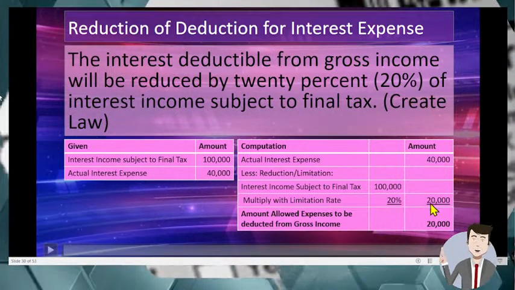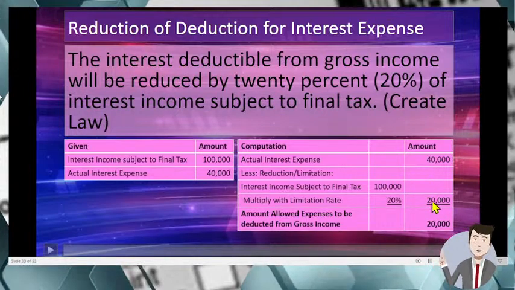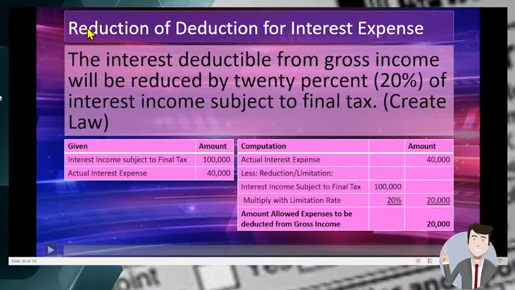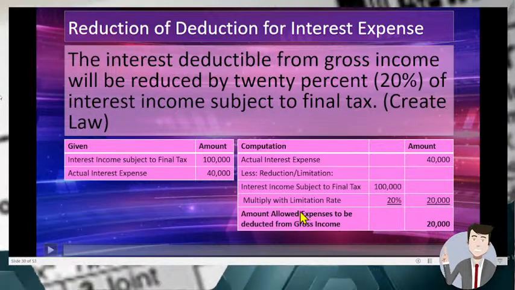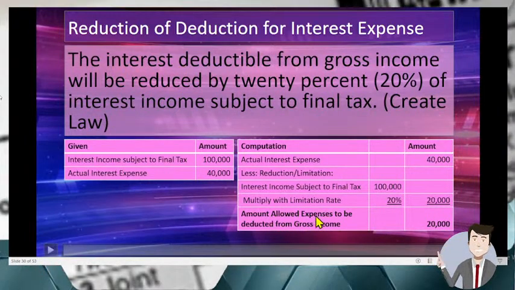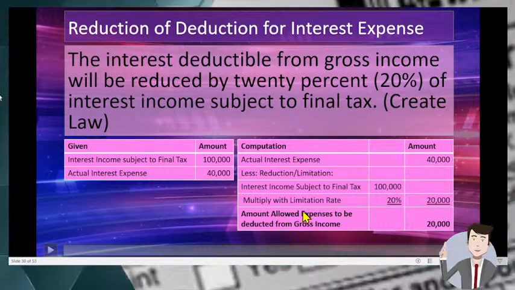The amount is 20,000. So we have to reduce this amount, as according to our discussion earlier, to your actual interest expense. So the amount of 20,000 is the amount allowed as expenses or interest expense to be deducted from gross income.